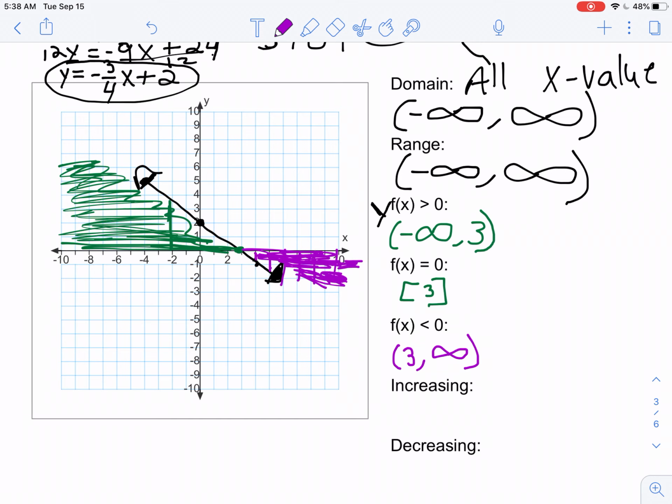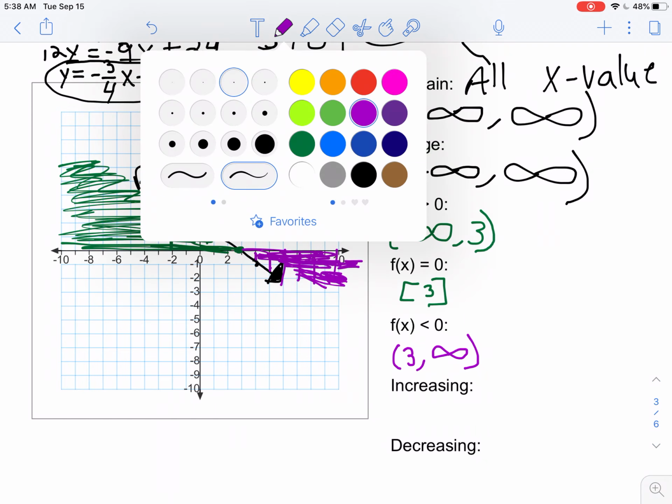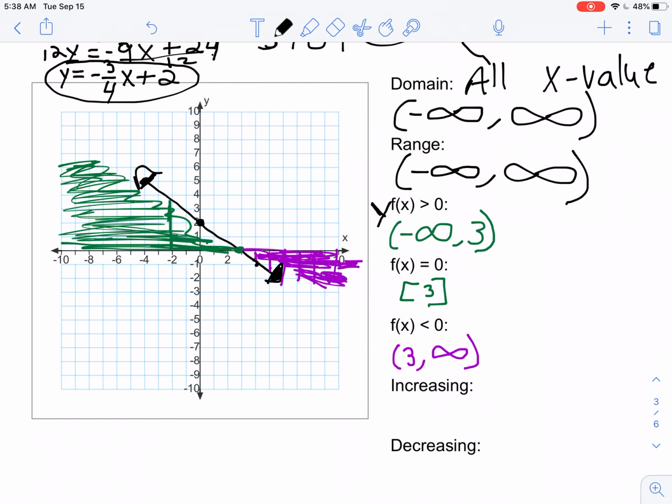Well, the x values where our line is increasing is never. So we're just going to write never. And then the x values to where our line is decreasing is all x values. And how we write that is like how we did it in the domain. So from negative infinity to infinity.